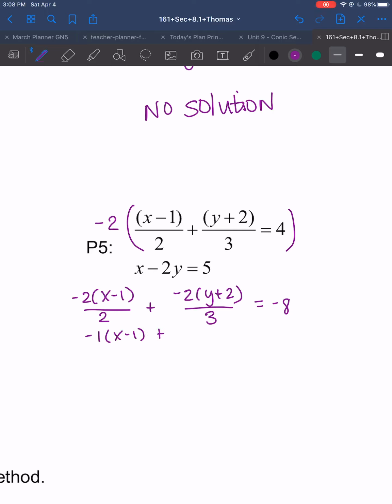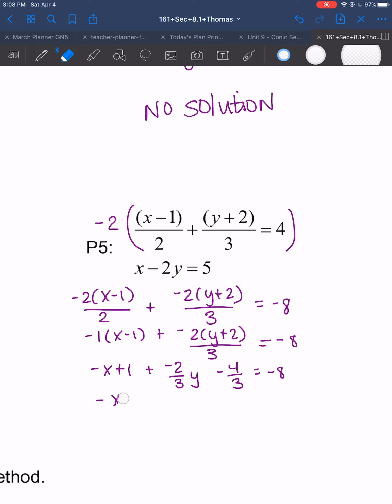plus negative 2, this one doesn't simplify, over 3 equals negative 8. And then I'm going to distribute, so I get negative x plus 1 plus negative 2 thirds y minus 4 thirds equals negative 8. And then I'm going to combine like terms. So I'm going to have negative x.